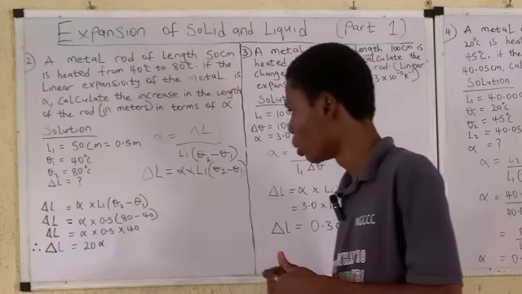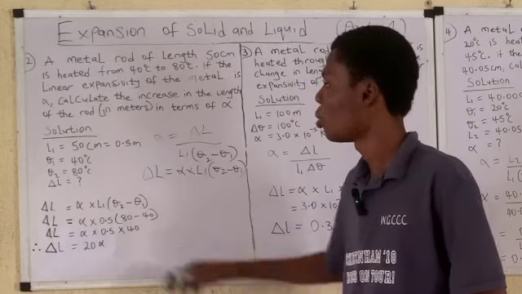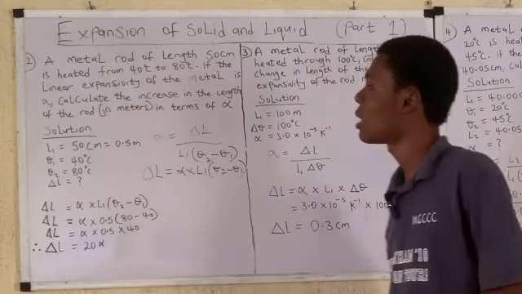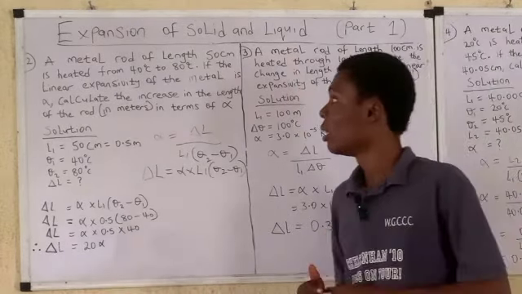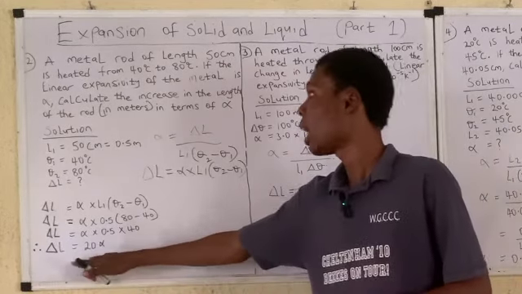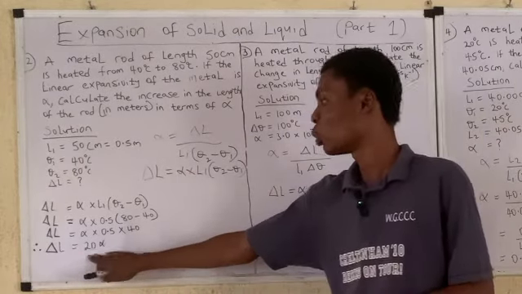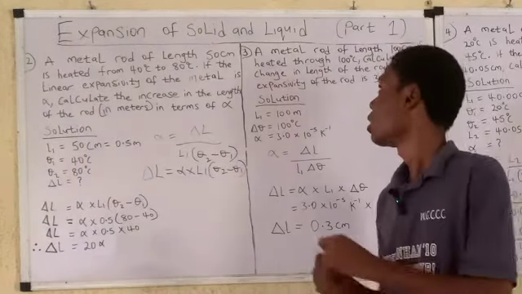So what do we do? We multiply our alpha times 0.5 times 40. So our final answer for finding the increase in length of the rod is 20 alpha. Remember, they said in terms of alpha. So our answer is 20 alpha.